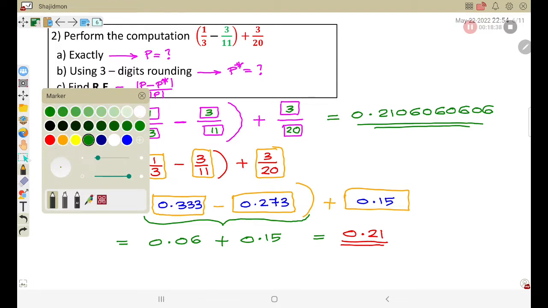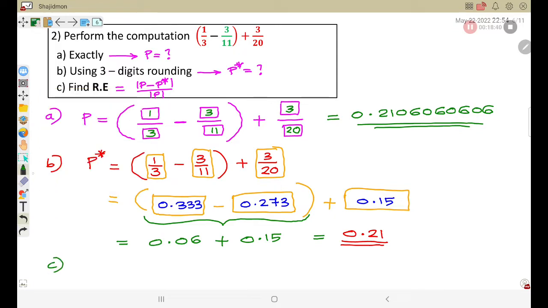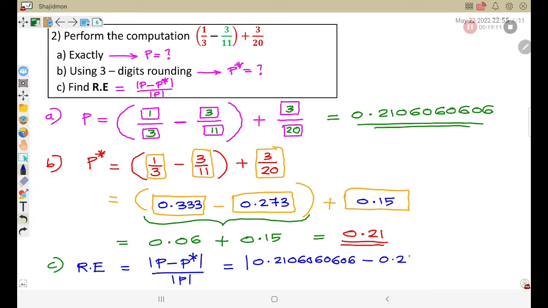Okay, now we will go to the C part of the question. What is the C part? Find the relative error. So write the rule: absolute P minus P star divide absolute P, correct. Apply the number. What is the P number? Absolute P number is the full number, 0.21060606066, correct, minus P star number, from B part we got 0.21, divide absolute P, that is full number again.